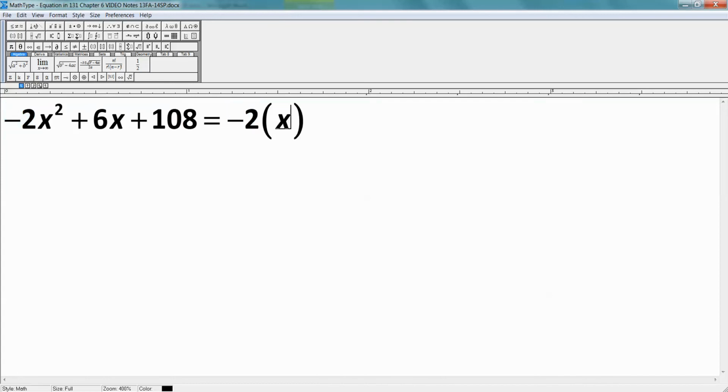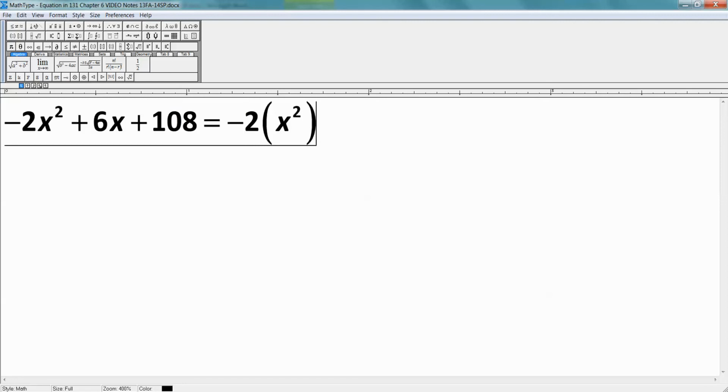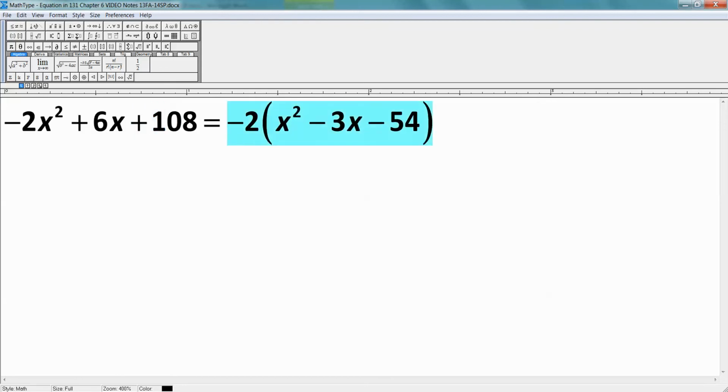So what'll happen? In the first term, I'll have x squared left. Now I need the next term. Well, it was a positive 6. Positive 6 divided by negative 2 is minus 3. So minus 3x minus 54, because 54 times 2 is 108, and a negative times a negative will be positive. Remember, you should be able to multiply and get back what you started with. This is your original starting point.